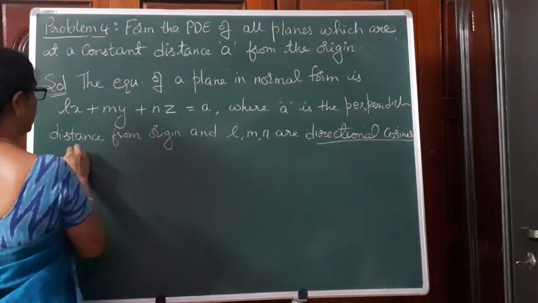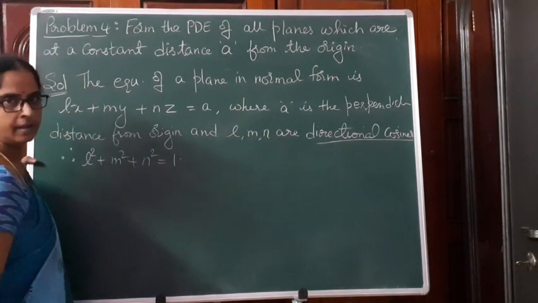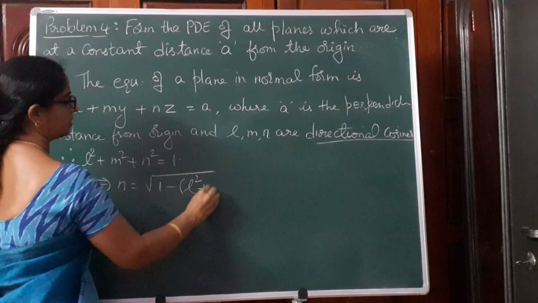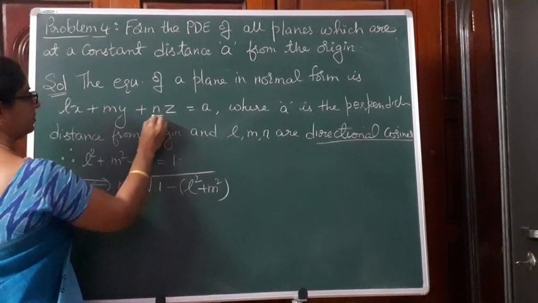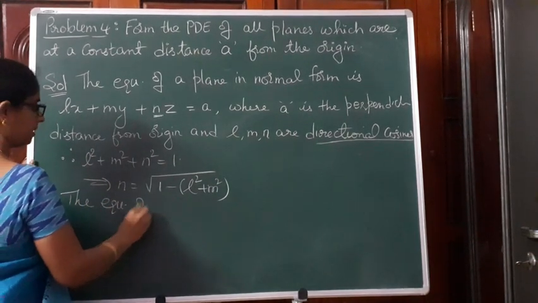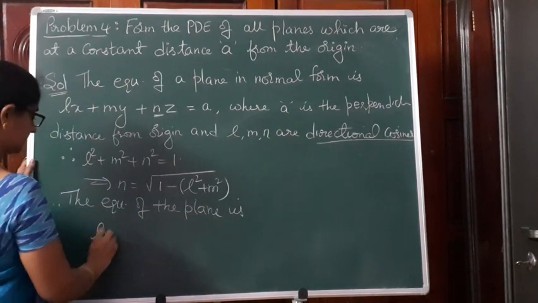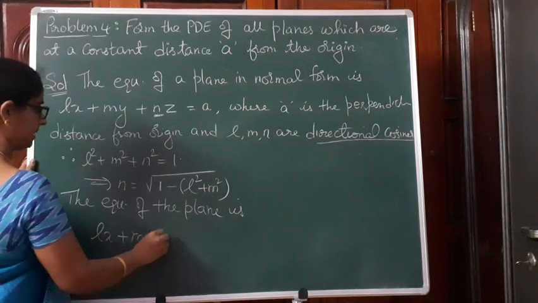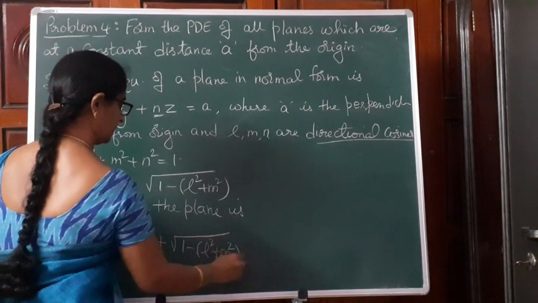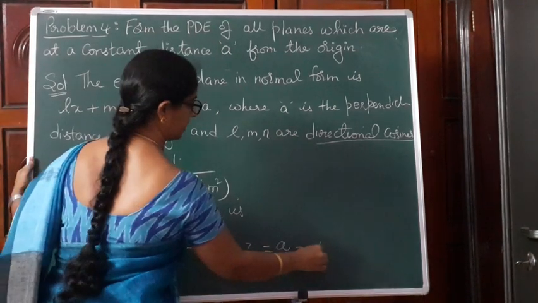Therefore, we have L square plus M square plus N square is equal to 1. From this, we can write N as square root of 1 minus (L square plus M square). Now we are going to substitute this N here. Therefore, the equation of the plane is now Lx plus My plus square root of 1 minus (L square plus M square) into Z is equal to A. This we take as our equation number 1.